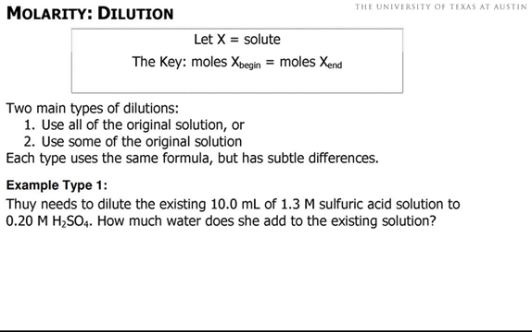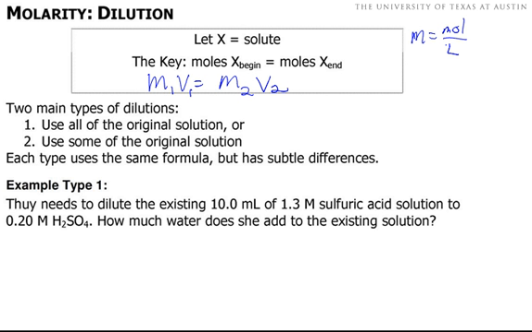Therefore, the moles of solute that we end up with in our solution should equal the moles of solute that we begin with. Because of this, and that being the key, we get the very familiar equation of M1 V1 equals M2 V2. And this is because molarity is moles per liter, and moles is molarity times volume.